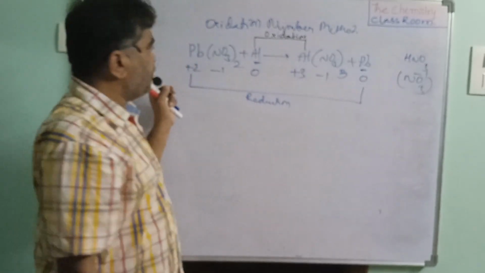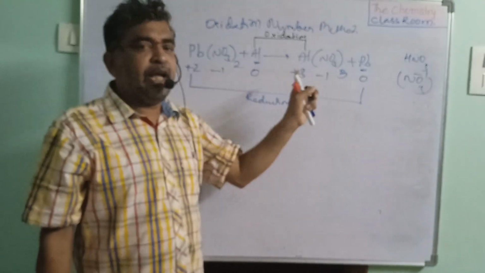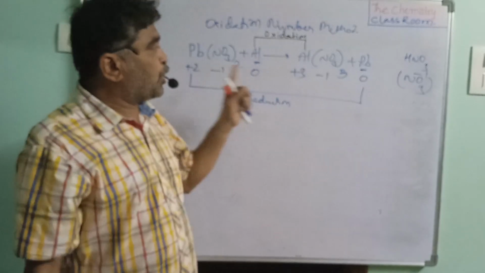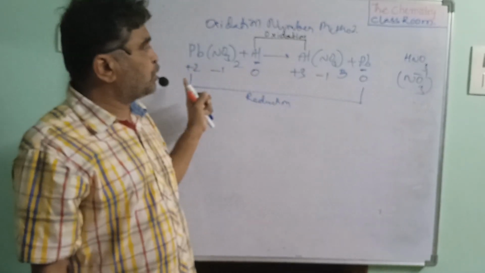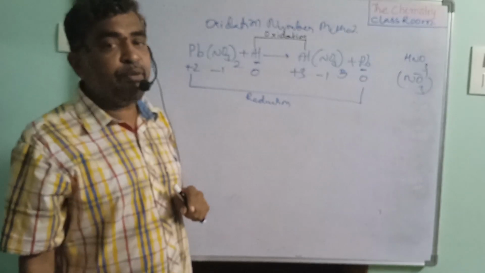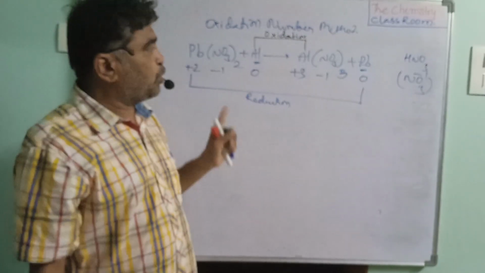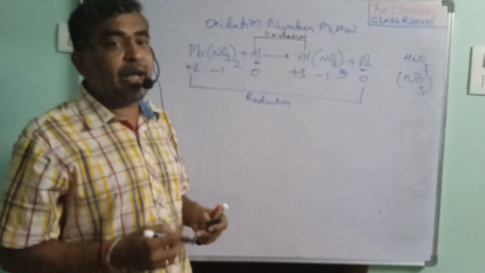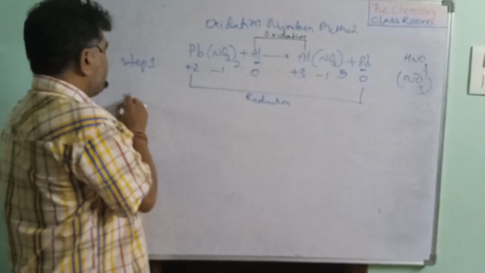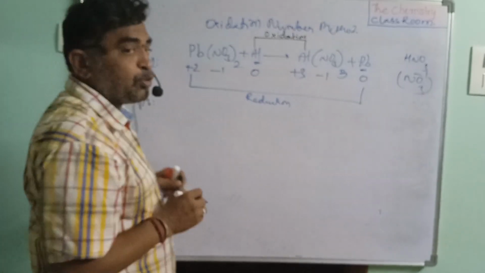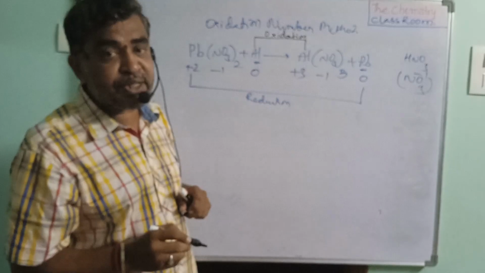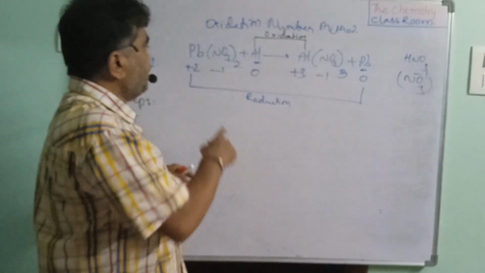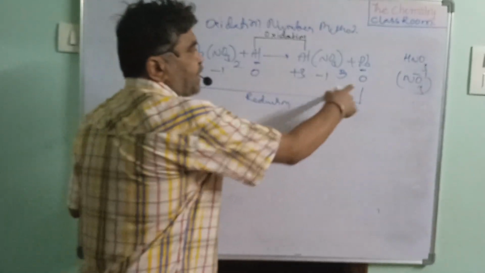So the first step, what we did, for every element we calculated the oxidation number and confirmed. In this reaction one element is oxidized and one is reduced. So it is a redox reaction. Now we have to do step 3. We have to calculate the decrease in oxidation state and the increase in oxidation state.